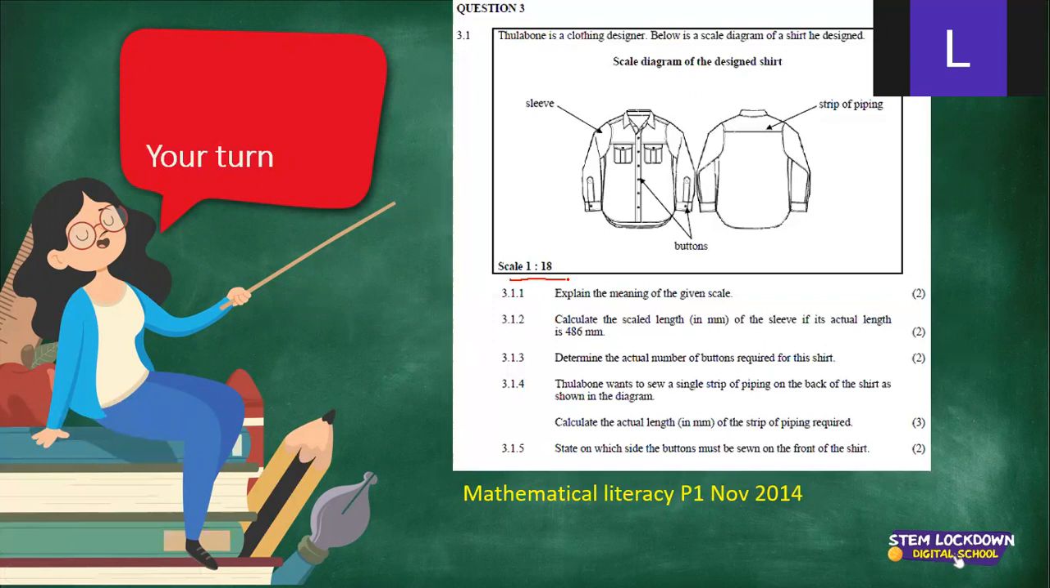Quickly, learners, please write your answers in the chat. I'll give you a minute to give me the answer. What does 1:18 mean? When you're done, you can type out your answer in the chat to see if you're following. Explain the meaning of 1:18.